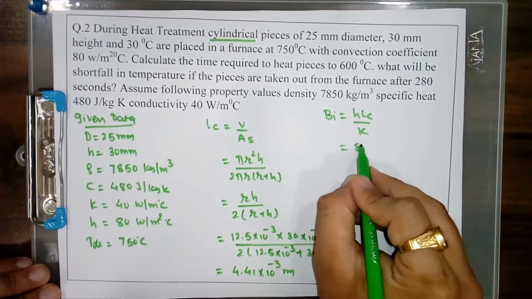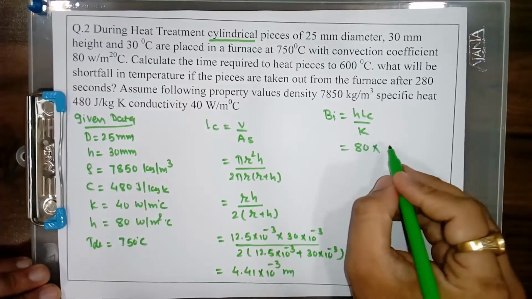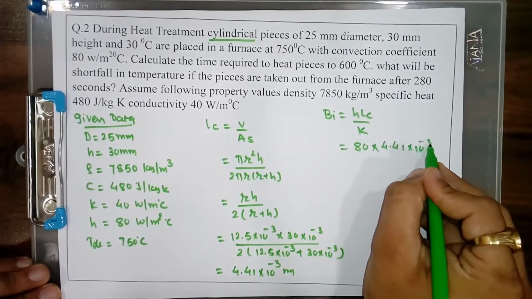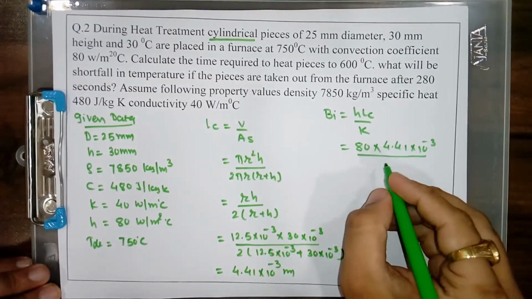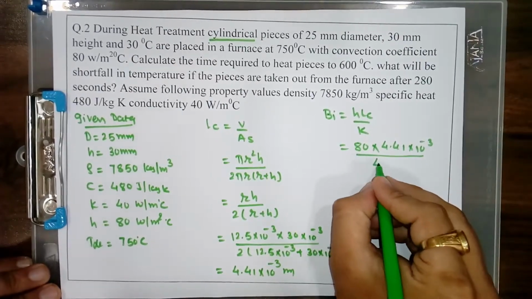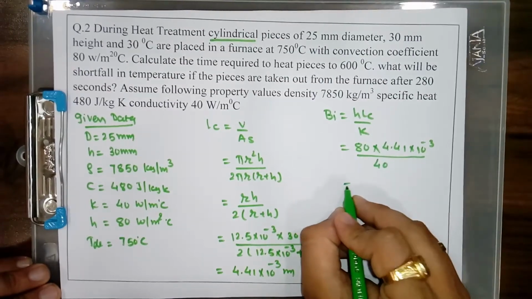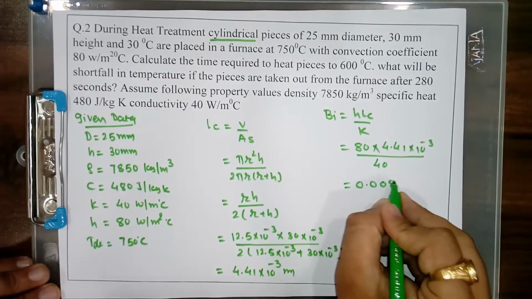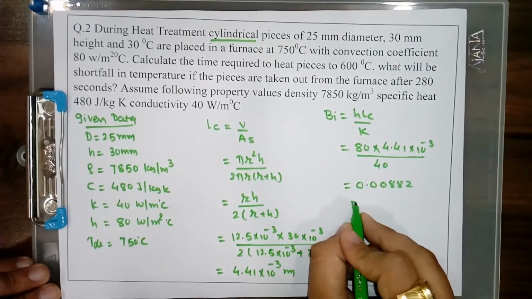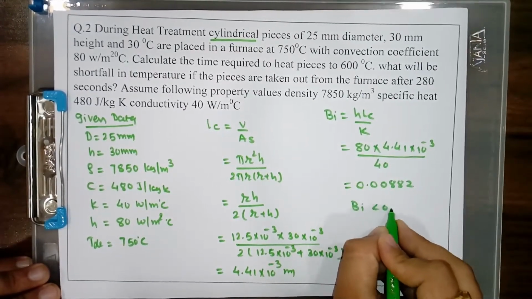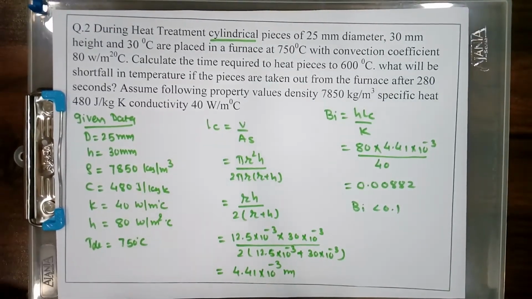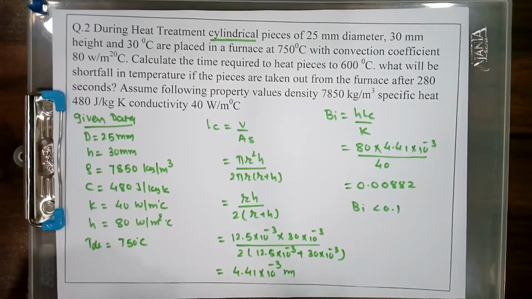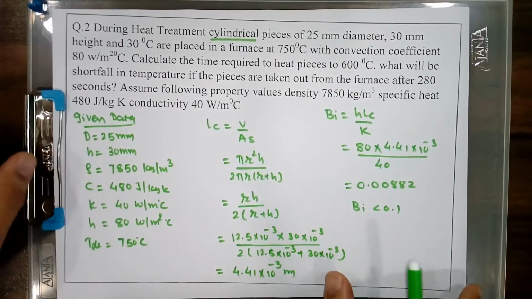So the value of the convective heat transfer coefficient is 80. Lc is 4.41 × 10^-3, and the thermal conductivity K is 40. So we get the value of the Biot number as 0.00882. In this case, the Biot number is less than 0.1. Hence, we can say that the lumped parameter analysis is applicable to this transient heat conduction case.